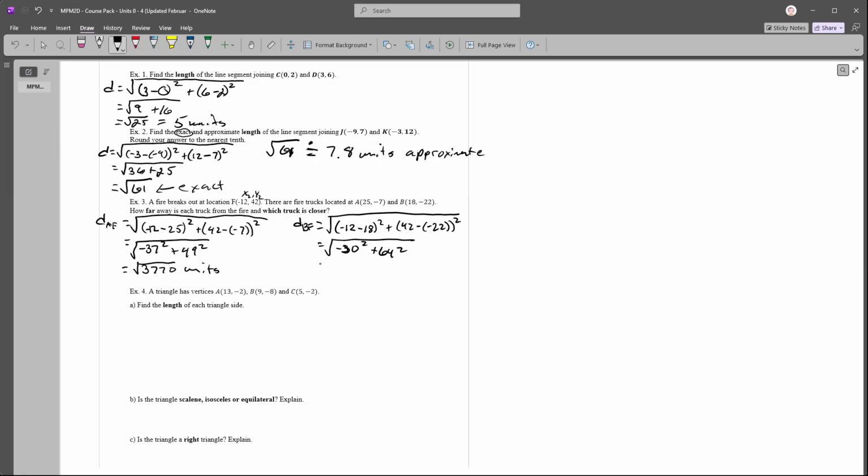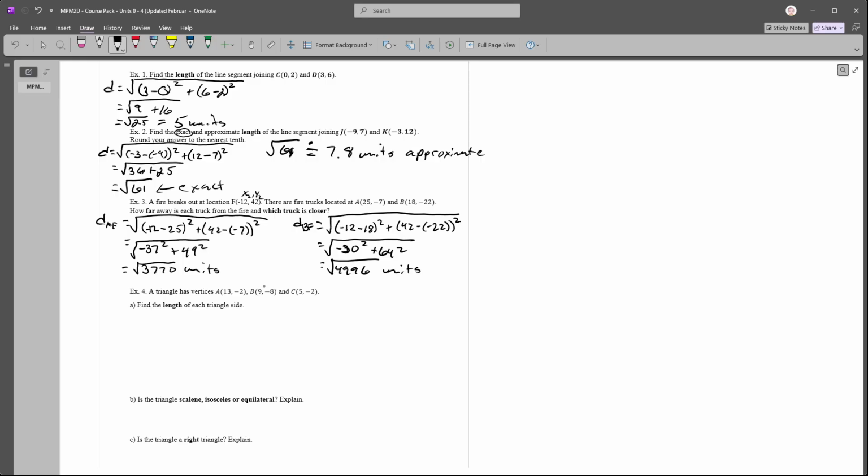So when we do the math, we end up with the square root of 4,996 units. Now, a common thing to do once we get this would be to compare these things. So if it's a fire, the question might be, okay, you've now calculated the distance from each fire truck. Which one is closer? So which fire truck should go to the fire first? And that, of course, in this case, would be the fire truck at location A, which is only the square root of 3,770 units versus the square root of 4,996 units. So clearly, truck A should go to the fire.